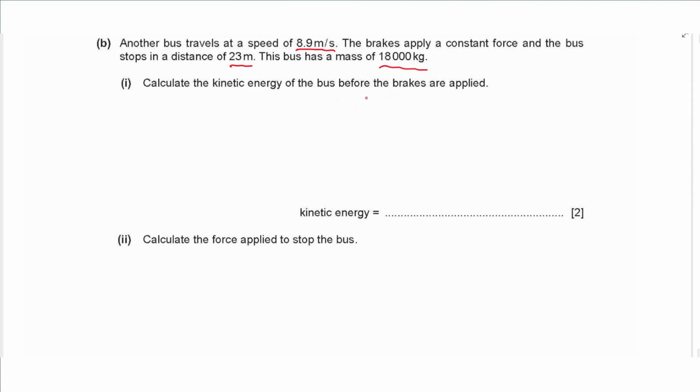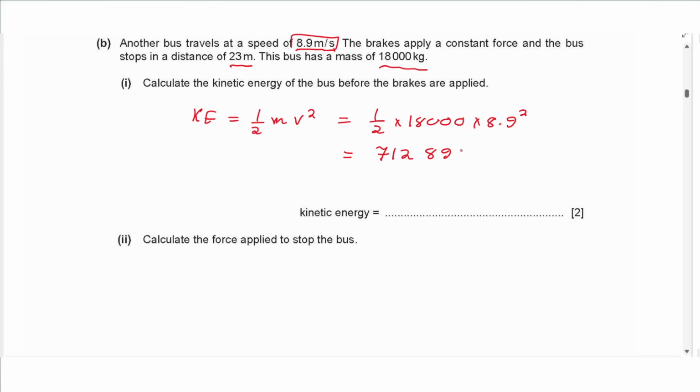Calculate the kinetic energy of the bus before the brakes are applied. So using this speed, kinetic energy is equal to half times the mass times the speed squared. So half times 18,000 times 8.9 squared. That gives an answer of 712,890 joules. So we can approximate this to two significant figures since the numbers are to two significant figures in the question. So we will write 7.1 times 10 to the power of 5 joules, or just 710,000 or 710 kilojoules.